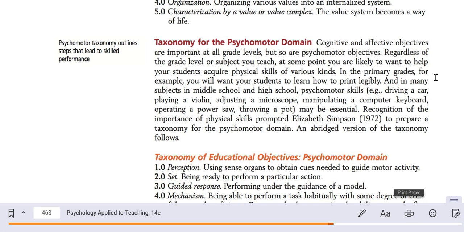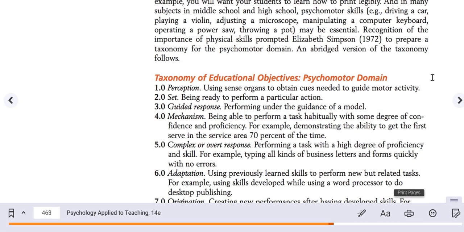Recognition of the importance of physical skills prompted Elizabeth Simpson to prepare a taxonomy for the psychomotor domain. An abridged version of the taxonomy follows. Taxonomy of educational objectives, psychomotor domain. Perception: using sense organs to obtain cues needed to guide motor activity. Set: being ready to perform a particular action. Guided response: performing under the guidance of a model. Mechanism: being able to perform a task habitually with some degree of confidence and proficiency.